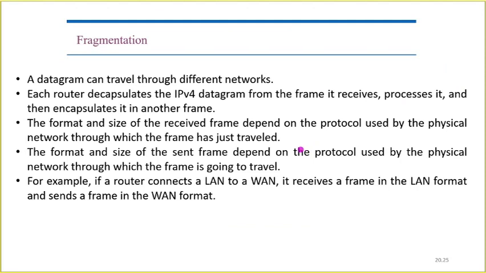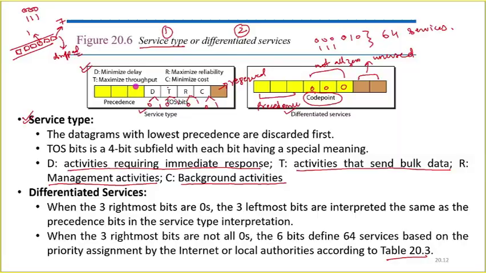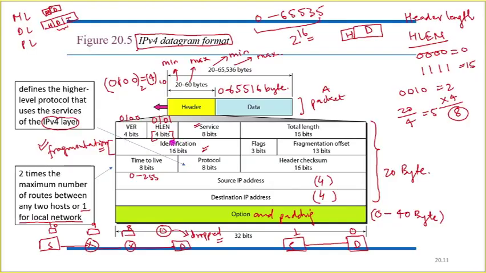Okay, so the next point we will look at is fragmentation. Fragmentation involves the identification, which is 16 bits, the flags, which are 3 bits, and the fragmentation offset, which is 13 bits. The header length is also remaining. After fragmentation, we will look at the header checksum.